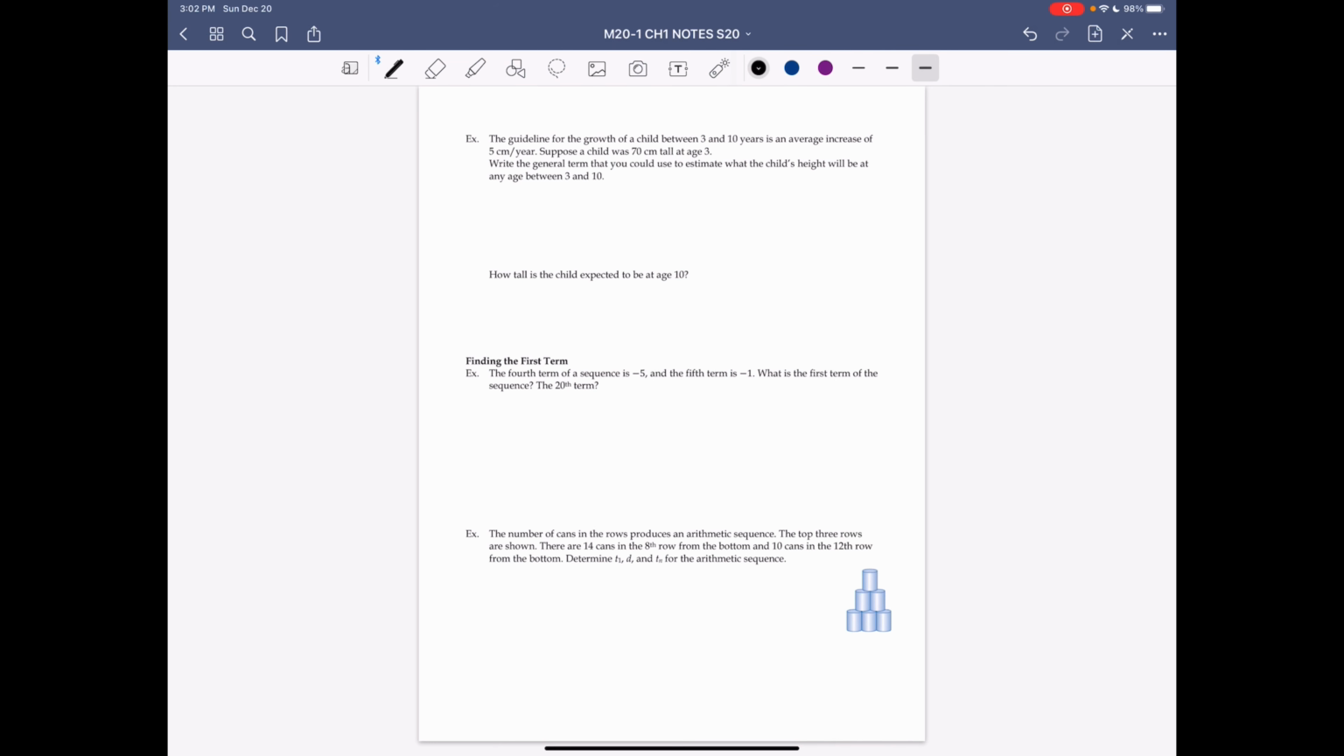Example, the guideline for the growth of a child between 3 and 10 years is an average increase of 5 centimeters per year. Suppose a child was 70 centimeters tall at age 3. Write the general term that you could use to estimate what the child's height will be at any age between 3 and 10.